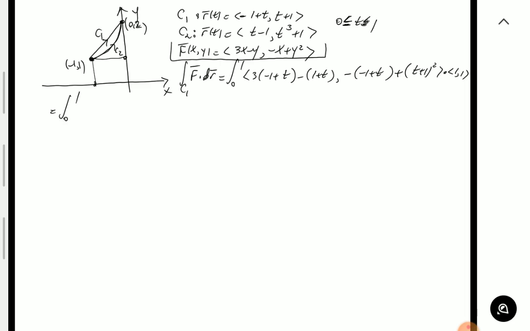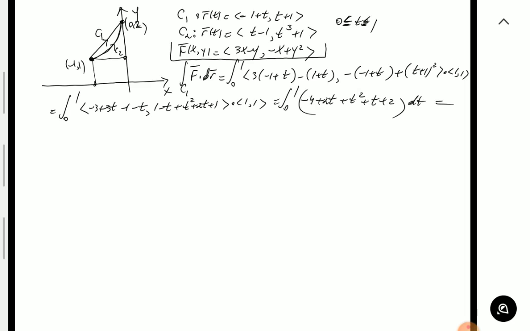So we have to simplify a little bit the vector here. So we have minus 3 plus 3t minus 1 minus t, the first component. Then we have 1 minus t, and then let's expand that, plus t squared plus 2t plus 1, dot 1, 1. And let's just do the dot product at the same time, because that's easier in this case. So we have minus 4 plus 2t quantity times 1, so it's not going to change. And then plus t squared plus t plus 2.